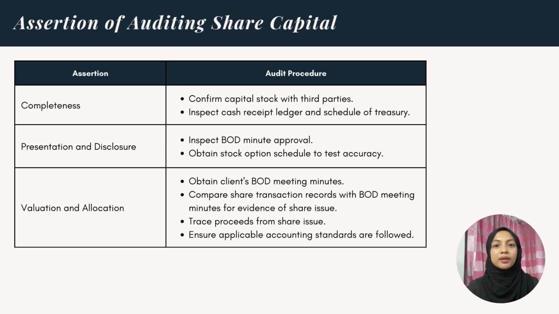Auditors need to confirm capital stock with third parties and inspect the cash receipt ledger as well as the schedule of treasury stock repurchase. The next one is presentation and disclosure. Auditors are responsible for inspecting the Board of Directors minute approval for the stock option and tracing the capital stock ledger with the general ledger to ensure accuracy.